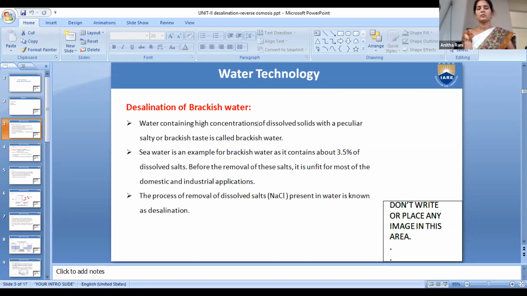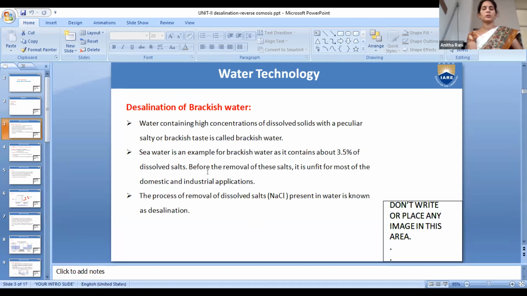Water containing a high concentration of dissolved solids, with a peculiar salty or brackish taste. If you are getting a salty taste, that is called brackish water. If a higher percentage of sodium chloride is present in water, that water is known as brackish water. Seawater is an example of brackish water. It contains 3.5% of dissolved salts.